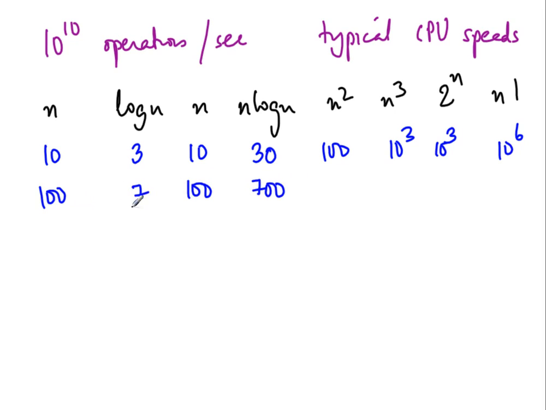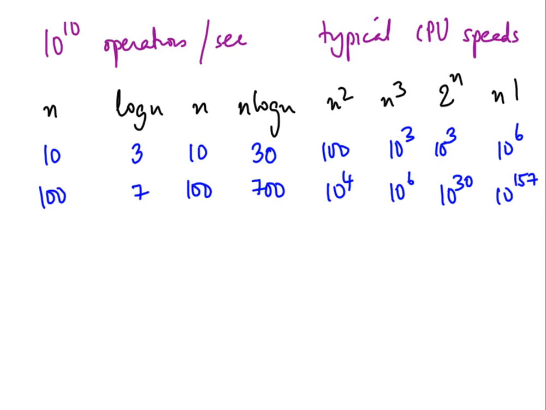Okay, n squared is going to be now 10 to the power 4. N cubed is going to be 10 to the power 6. Now 2 to the n is already going to be something astronomical, 10 to the power 30. And n factorial in fact turns out to be something so humongous, it's at 10 to the power 157.